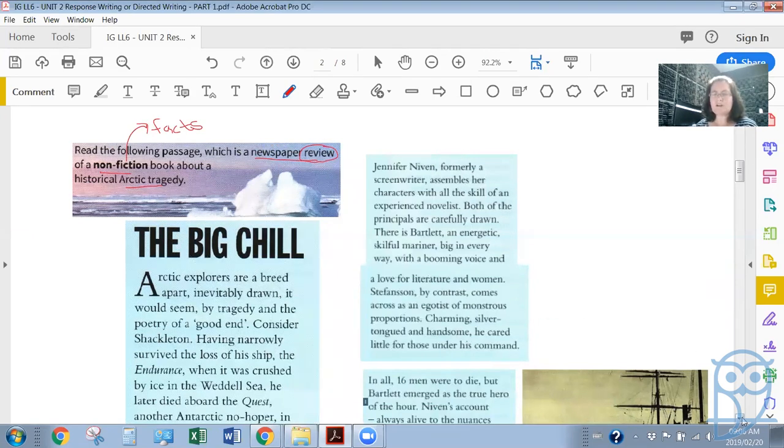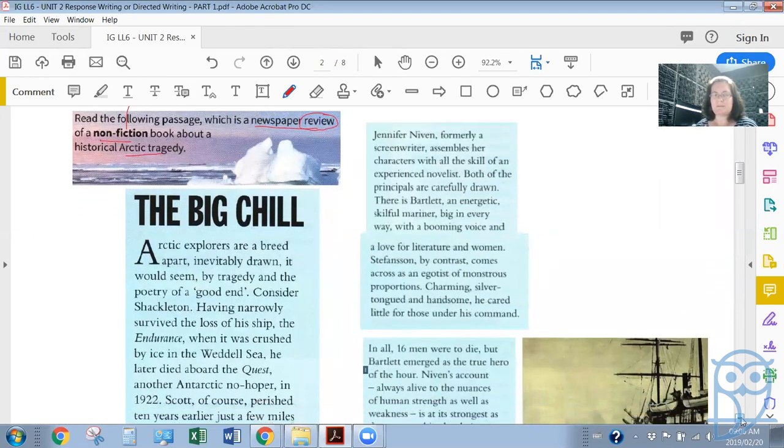So if you look closely at the start of this newspaper review, it always has the headline, okay? So if you had to write a newspaper review, you're going to make sure that you include the headline. The Big Chill is what it's called. And this will possibly relate to the title of whatever book is being reviewed, because it is a book review.